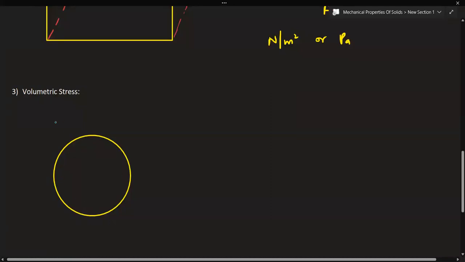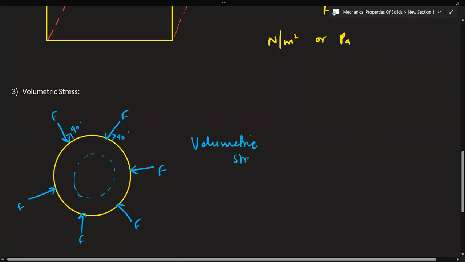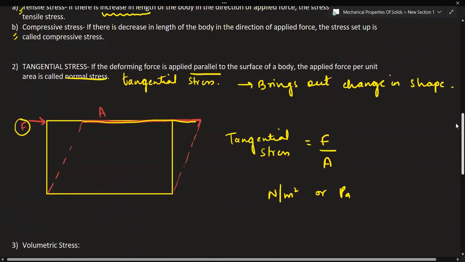See, we have a last type of stress as well. I have a spherical body. Now I've applied forces perpendicularly to the surface of this, making an angle of 90 degrees. All these forces F are the deforming forces. Now it will change its configuration, meaning it would compress. So the force acting per unit area would give me volumetric stress. Now you can copy down, and when you are done, let me know, I'll scroll the page down.